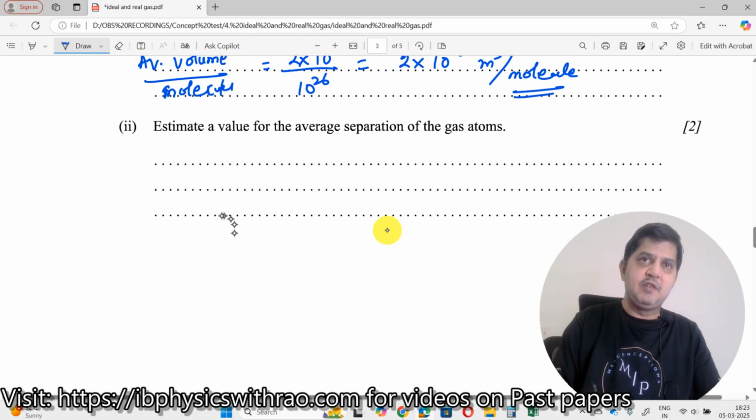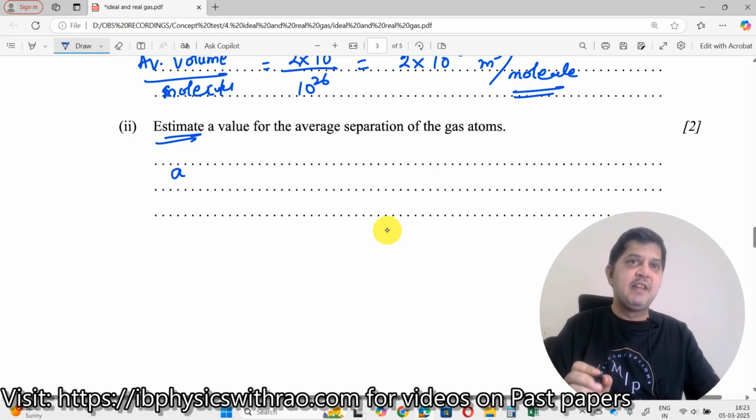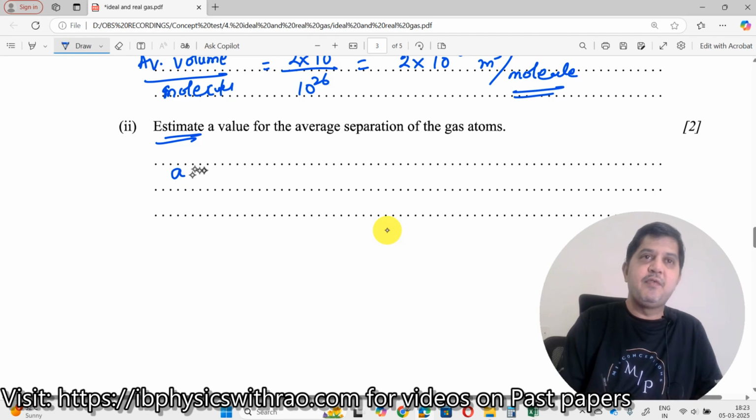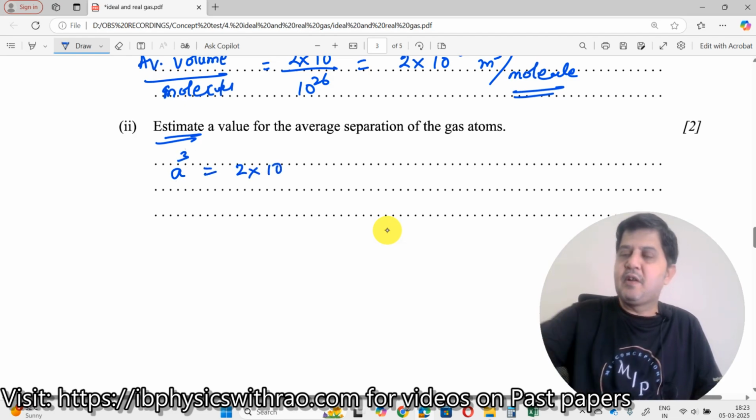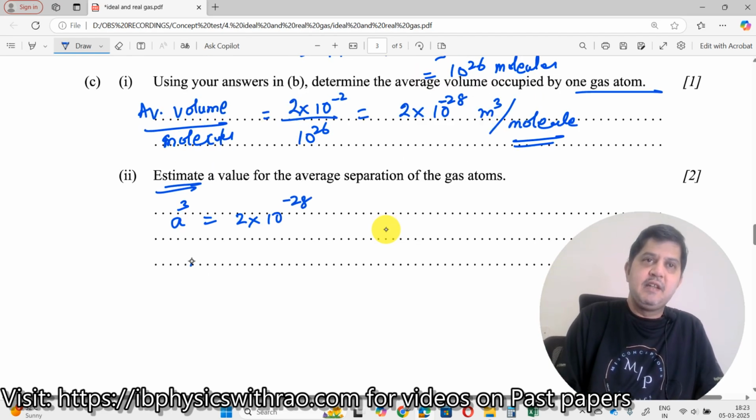Average separation. Let me assume that the molecular volume is proportional to A cubed, where A is the separation between two atoms. In that case, because it is an estimate over here, estimate means you can assume. So A cubed is equal to 2 into 10 to the power of minus 28, what's the value we got? So A should be equal to the cube root of 2 into 10 to the power of minus 28.